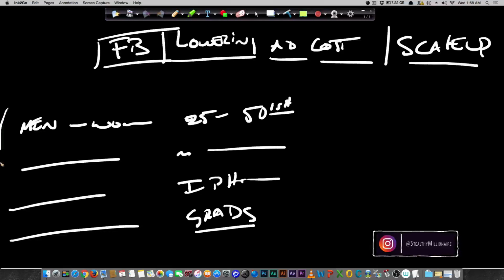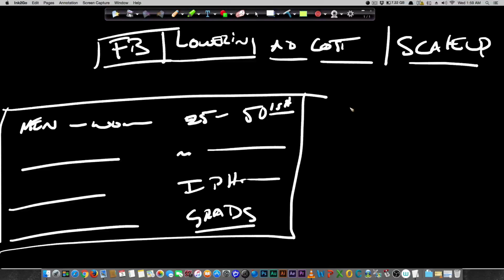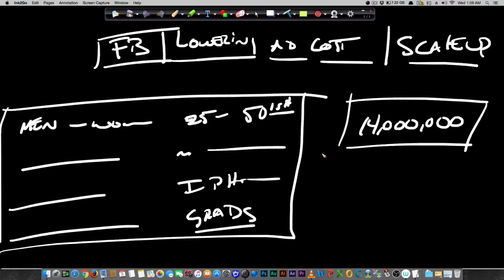Now, here's the problem with this. Now we have a demographic. We know where they live, right? And we've put this into Facebook. And let's say we've got an audience of 4 million people or something like that, right? Maybe even more. Maybe it's 14 million people, which is a good size audience. But here's a problem.